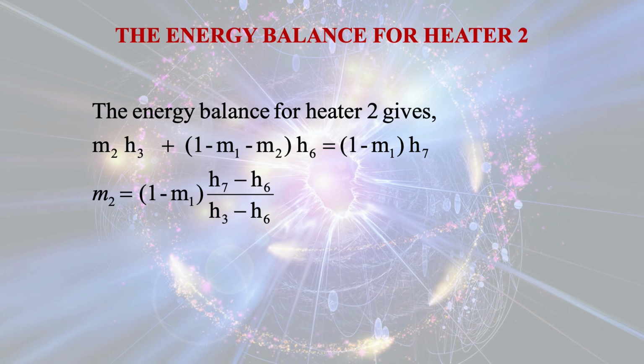So we can write M2 H3 plus (1 minus M1 minus M2) H8 is equal to (1 minus M1) into H7. And if you do a little bit of algebra, you will find out the value for M2 is equal to (1 minus M1) multiplied by (H7 minus H6), the whole divided by (H3 minus H6). M2 is the amount of steam extracted at the second stage from the turbine.